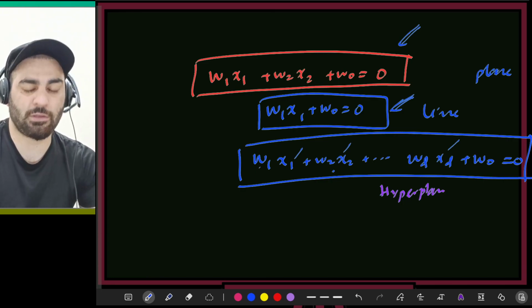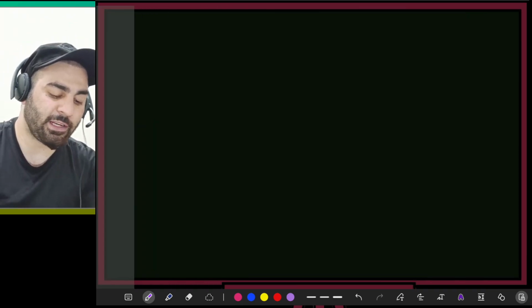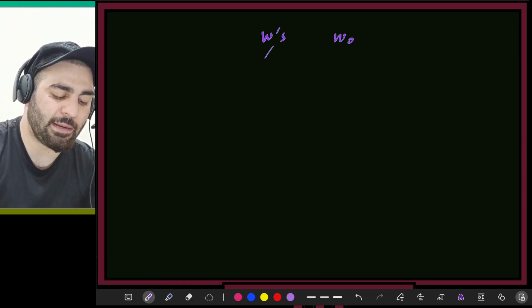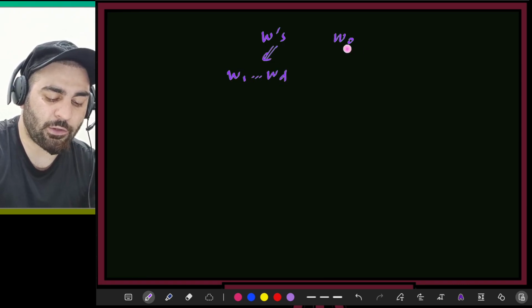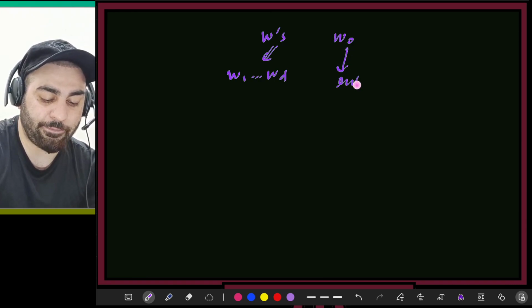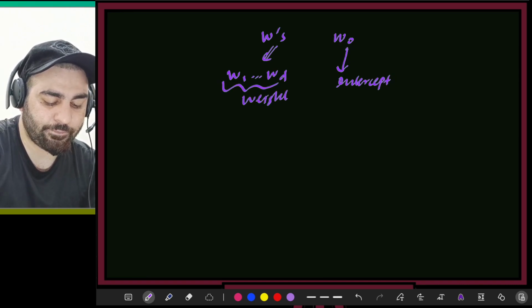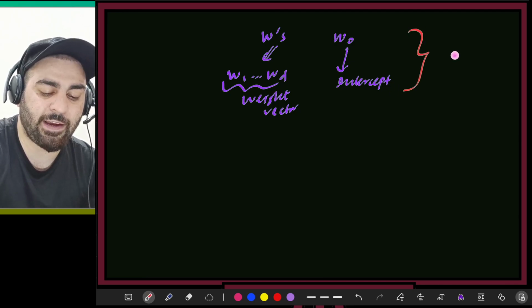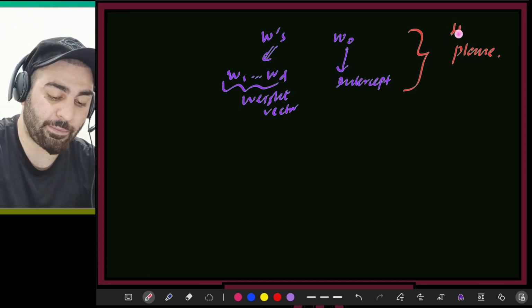Now, what we are doing in linear regression is trying to find two parameters. We are trying to find these w's, that is w1 till wd, and this w0, which is my intercept term. This is my weight vector, and these two things together define a hyperplane.